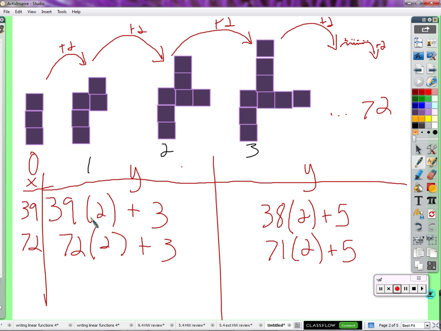So now let's go to figure X. Figure number X. We should do with X exactly the same as we did with 39, exactly the same as we did with number 72. We should treat X in exactly the same way.